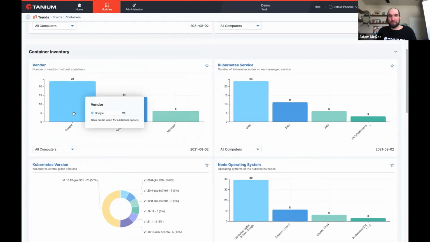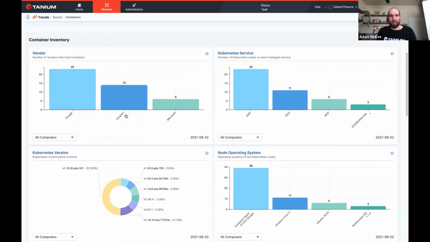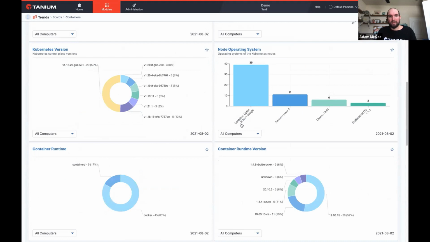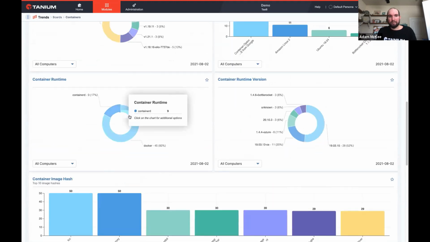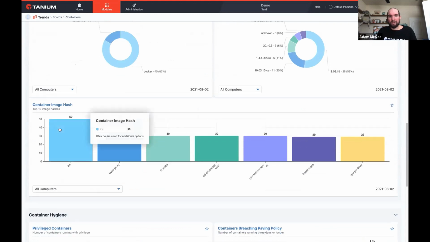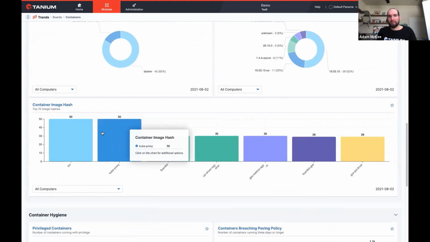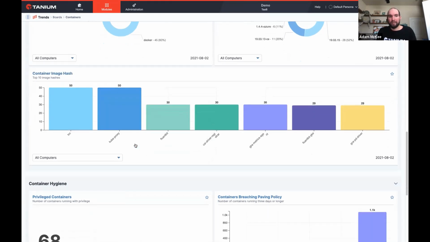You can start to see just simple things like the vendor, what vendors are providing containers, what Kubernetes service. Start to see the runtime. So do you have all Docker, or did you switch to Containerd? A lot of people are moving to Containerd versus Docker now. You can start to see the container image hash. So not only this, you could drill down and see the results behind this and start to do outlier analysis and understand, I only have 1 or 2 containers running this particular hash. Is that a little bit interesting?